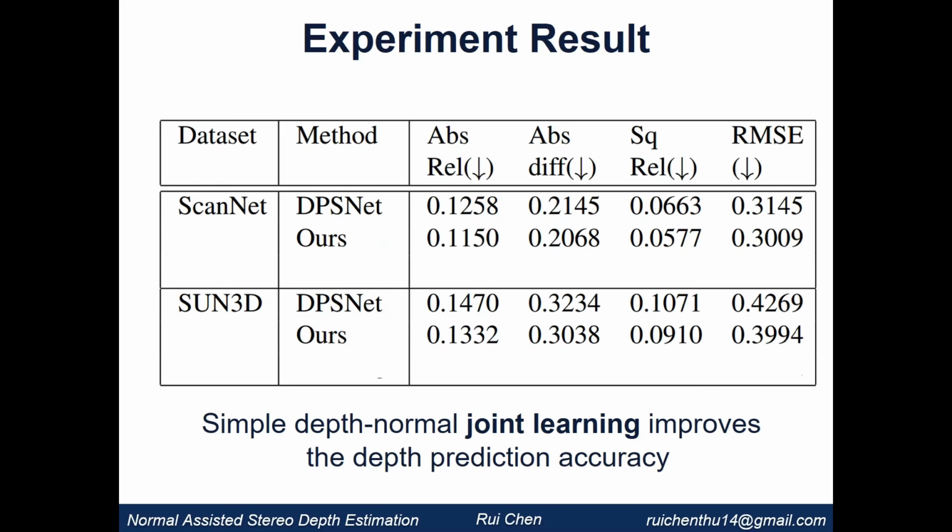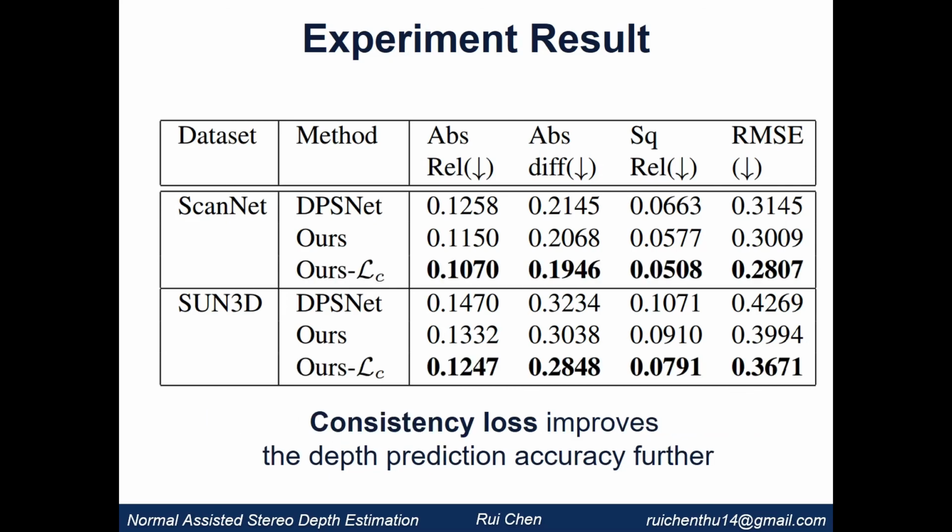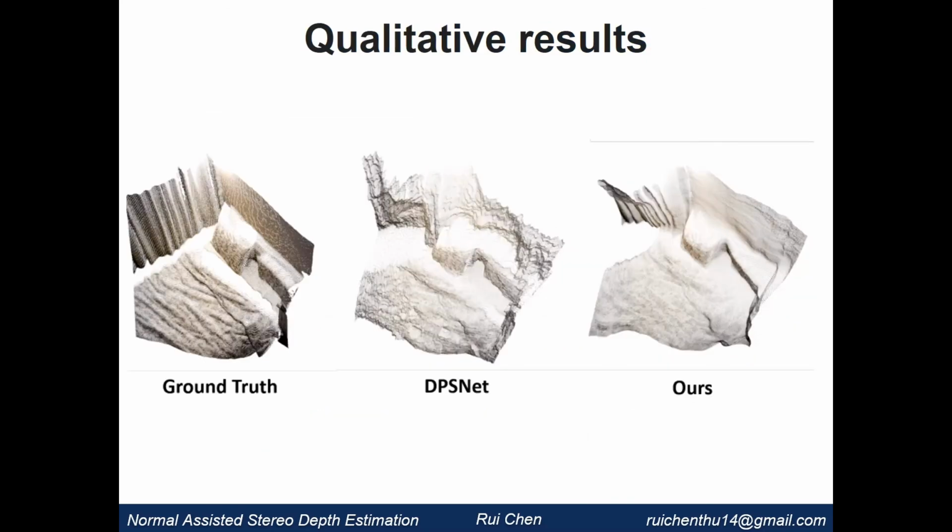As shown in this table, just simply combining the depth prediction with normal prediction without consistent loss can already improve the depth prediction accuracy against the baseline method. By adding our consistent loss, we can even improve the accuracy further. Here are some qualitative results. Our method can generate more smooth and accurate depth prediction, especially in the textureless areas, like the walls.